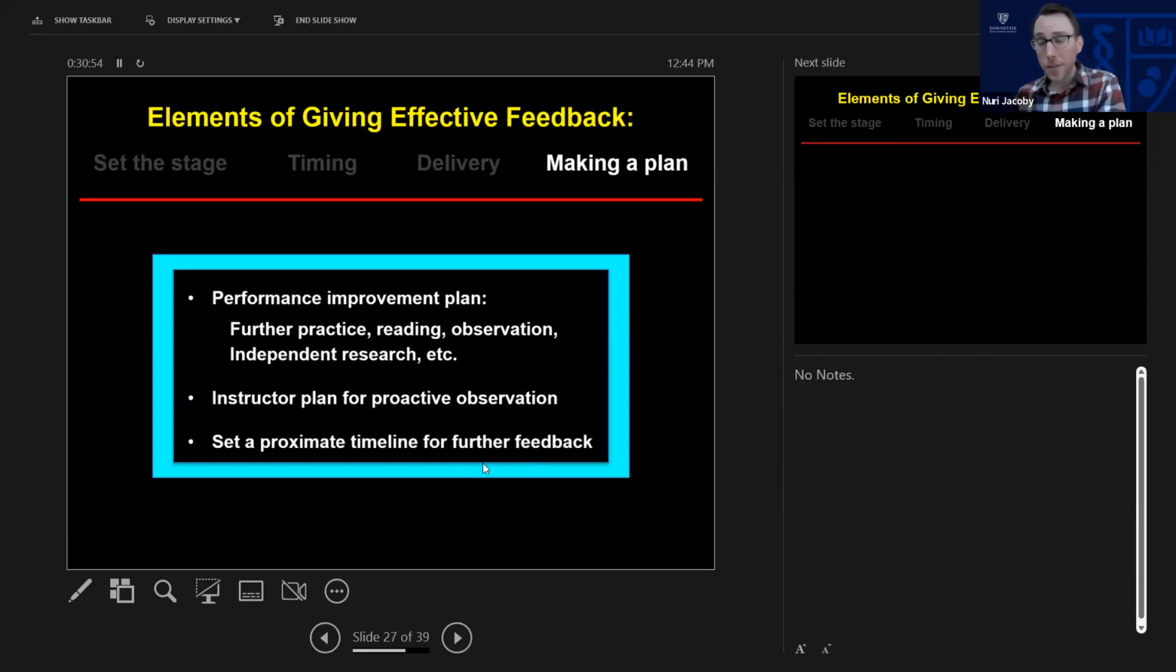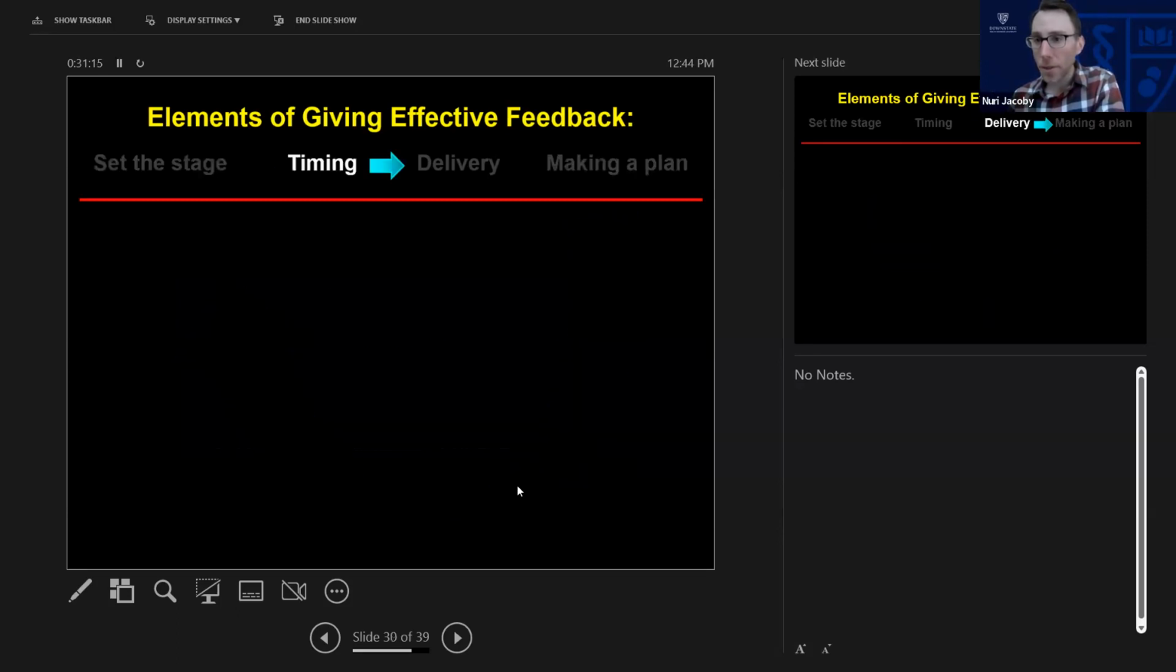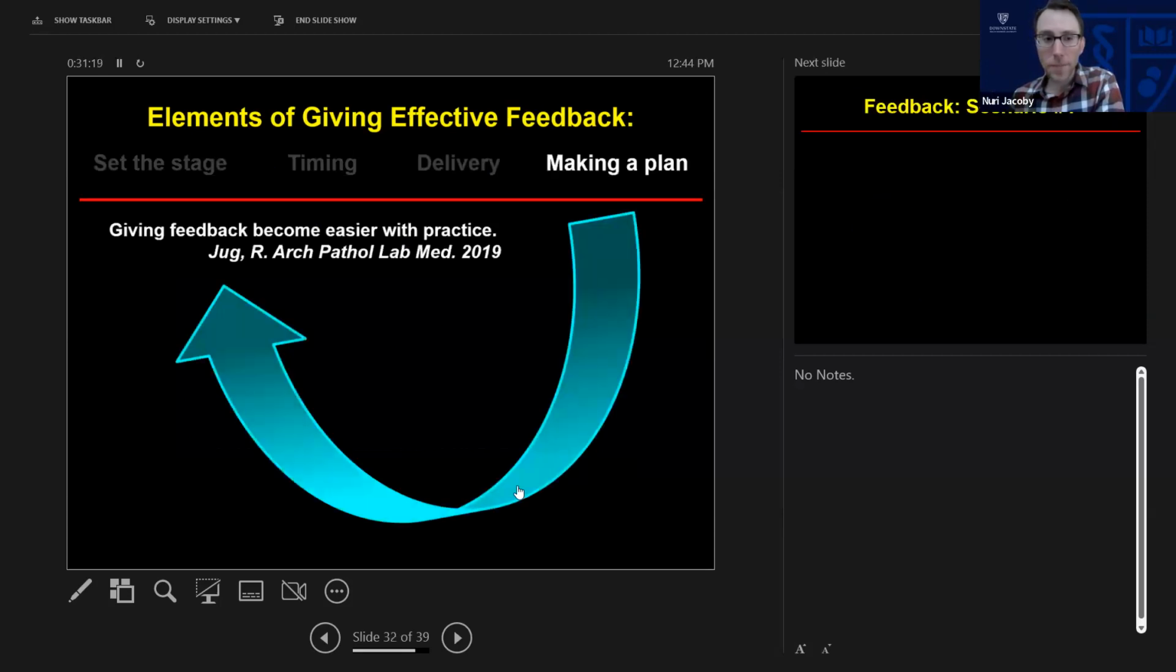And then ideally, you want to set up a follow-up. You want to say, let's meet again in 2 days and discuss what we talked about and the performance improvement plan we talked about. Then we can see if you improved, how you feel about that, and we'll circle back. And then you do it again. You go through all of the parts of feedback once again.